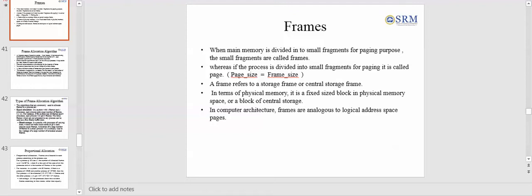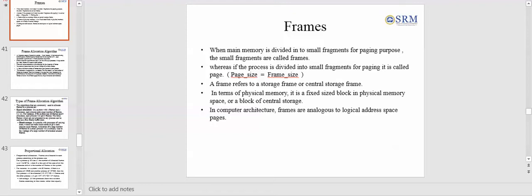As we have seen in the demand paging concept, demand paging necessitates the technique of paging and frame allocation. So now let's see what is paging, just to recollect it. Paging is a memory management technique in which the process is divided into equal fragments that we term as pages, and these pages have to get allocated inside the frames.